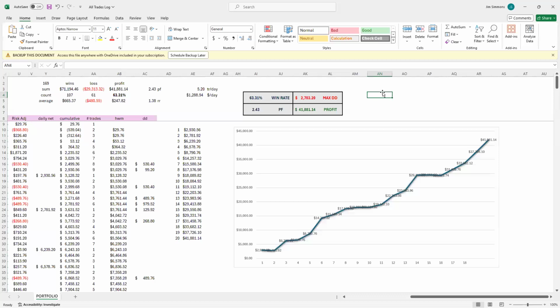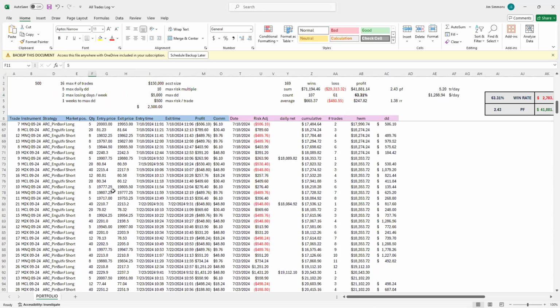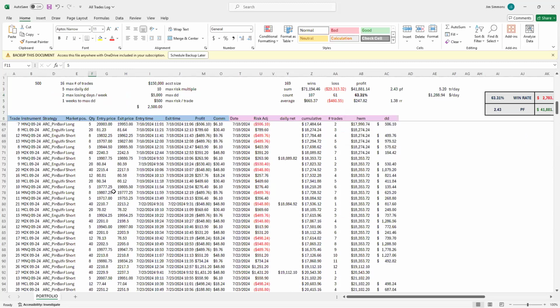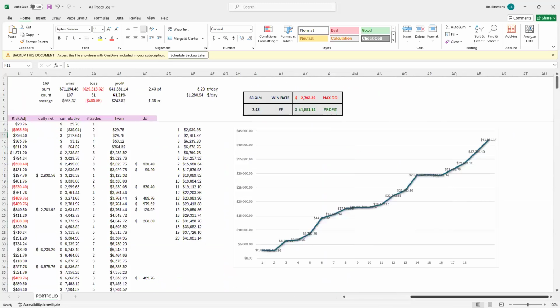NinjaTrader calculates on a, sometimes they will separate trades based on the number of contracts, right? As far as I can tell with the algos in the back testing, it does lump them together, as far as I can see here. So I think we're okay there, but that's a good question. Yeah. Yeah, but this is the idea.